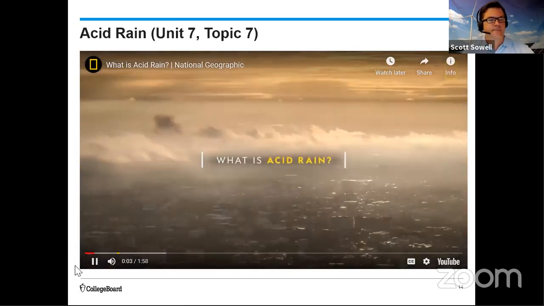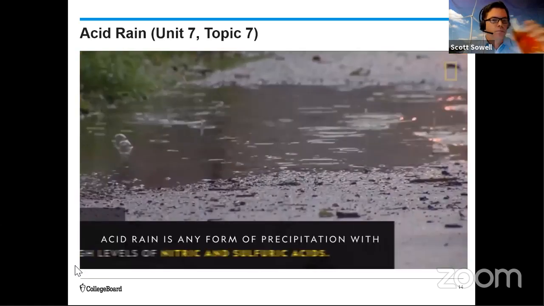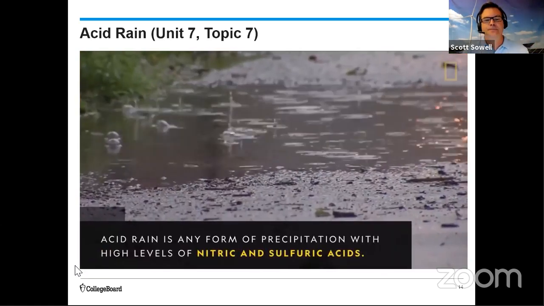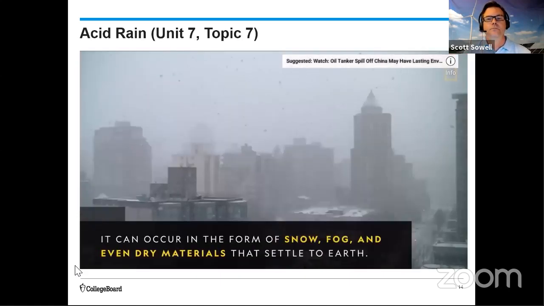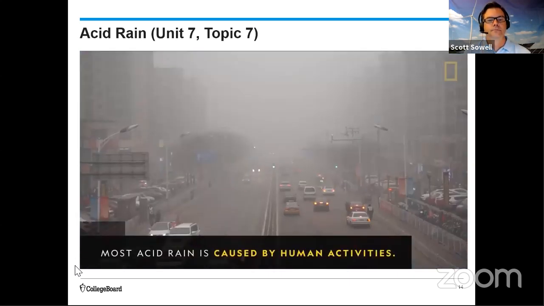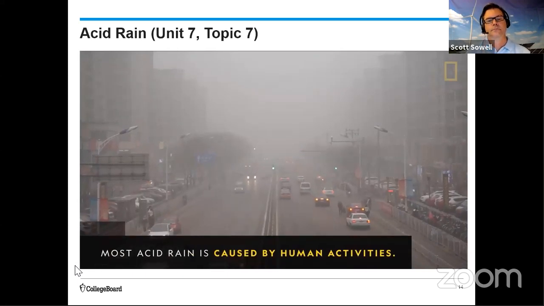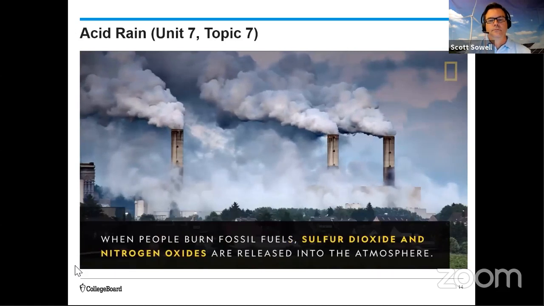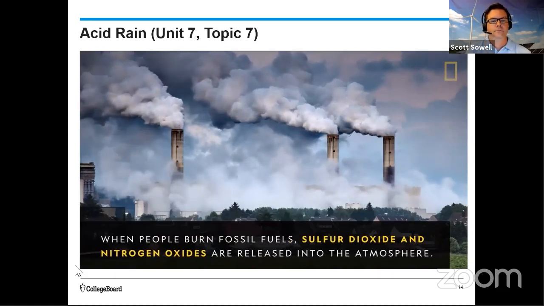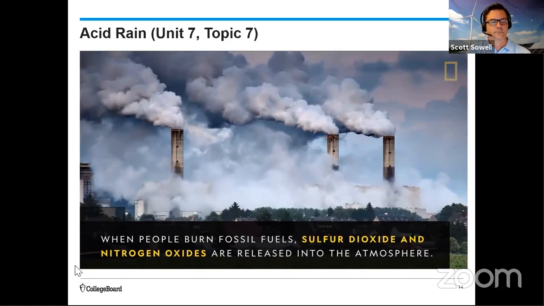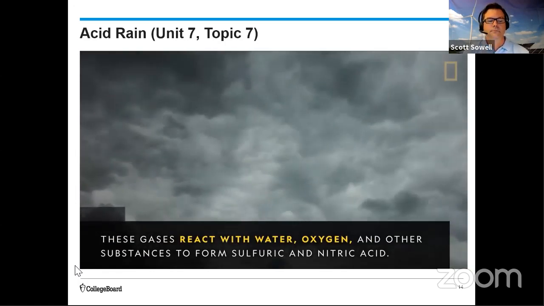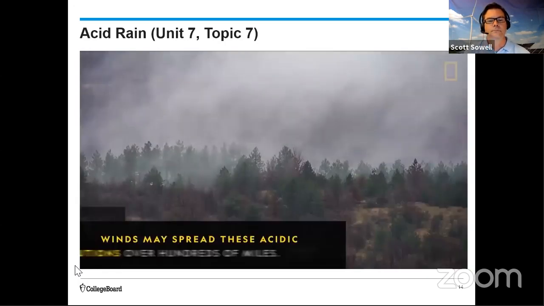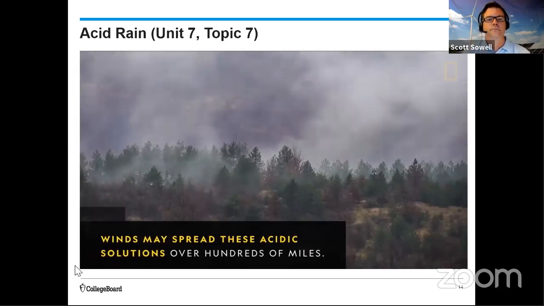What is acid rain? Acid rain is any form of precipitation with high levels of nitric and sulfuric acids. It can occur in the form of snow, fog, and even dry materials that settle to Earth. Most acid rain is caused by human activities. When people burn fossil fuels, sulfur dioxide and nitrogen oxides are released into the atmosphere. These gases react with water, oxygen, and other substances to form sulfuric and nitric acid. Winds may spread these acidic solutions over hundreds of miles.